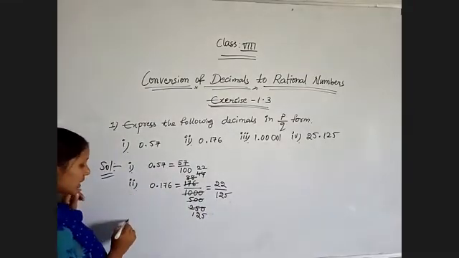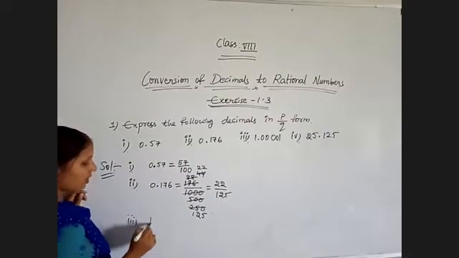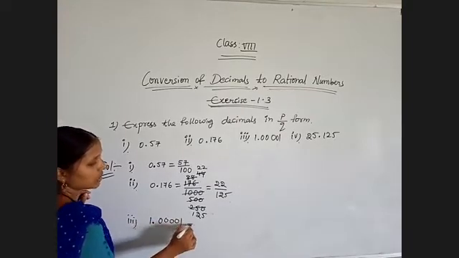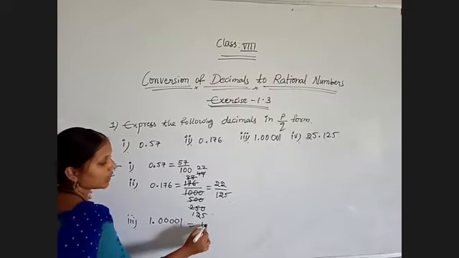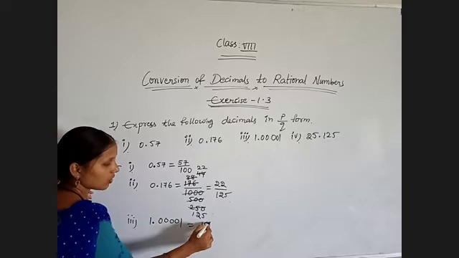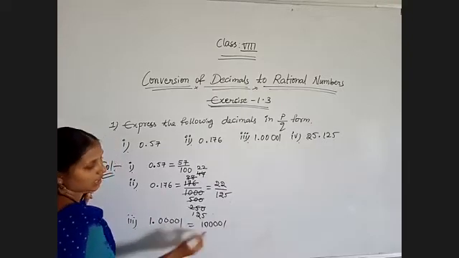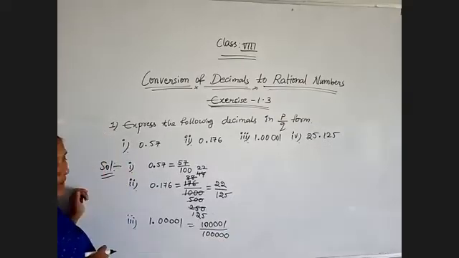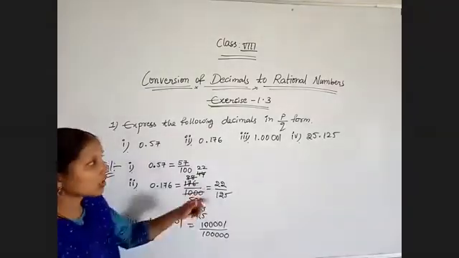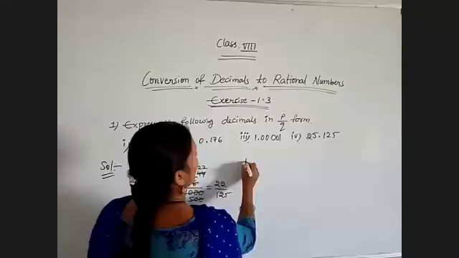Now coming to the third example, 1.00001 is equal to the complete number 100001 over 100000. Here no cancellation is possible. So this is the p by q form. That's all. Now coming to the fourth example.